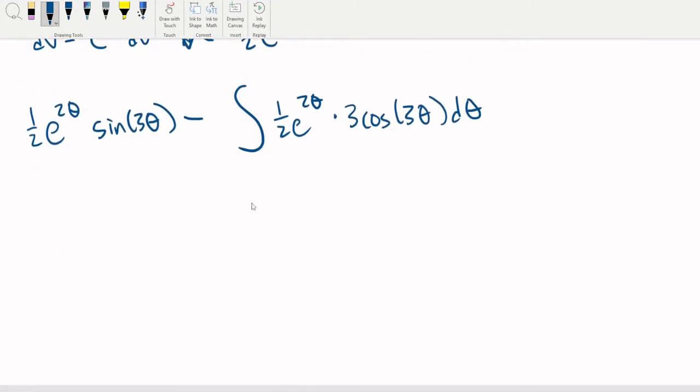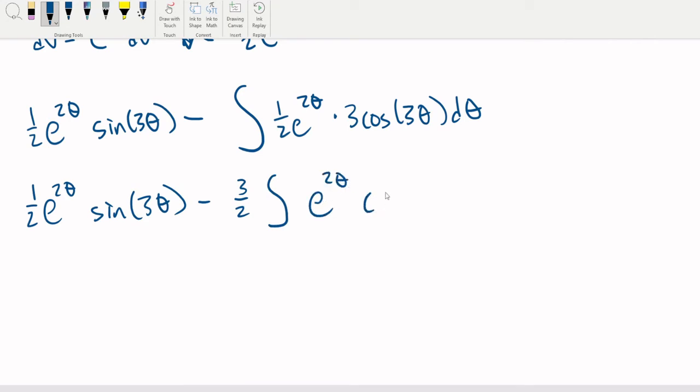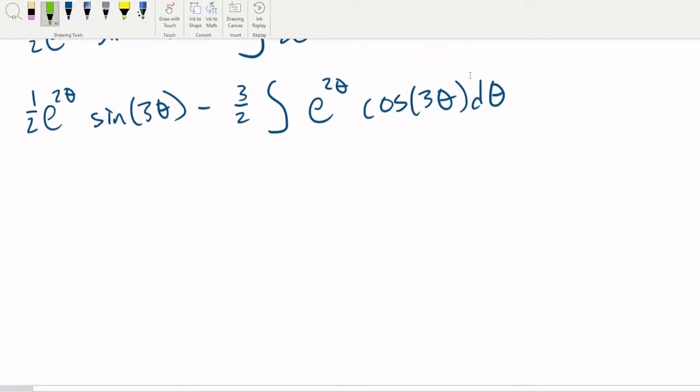So let's clean this up a little bit. The 3 and the 1/2 can combine. So we end up with 1/2 e to the 2 theta sine 3 theta minus 3/2 integral e to the 2 theta cos 3 theta d theta. Now we're going to do out this integral. Just right here, we're going to focus on this one. Okay, we're going to do the same process.